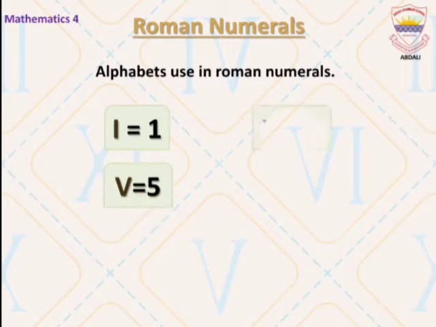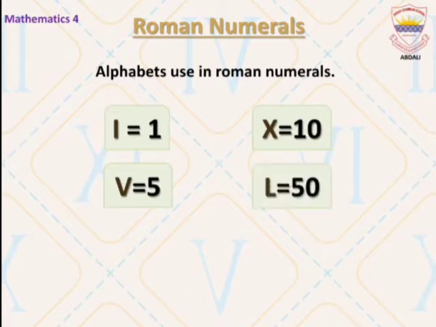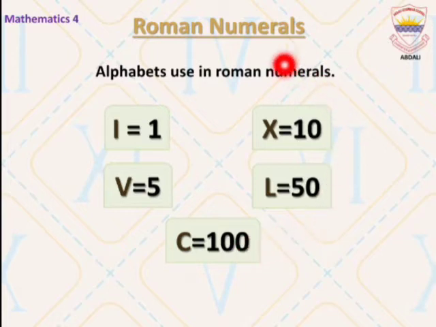Our third alphabet is X. X is equal to 10. Our fourth alphabet is L. L is equal to 50. Our fifth alphabet is C. C is equal to 100.